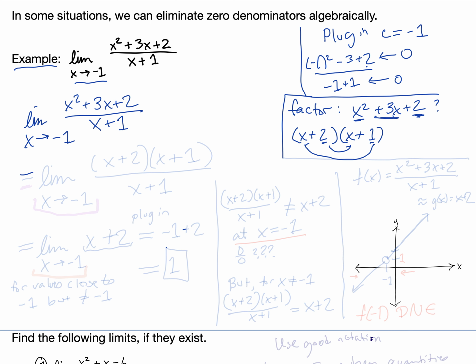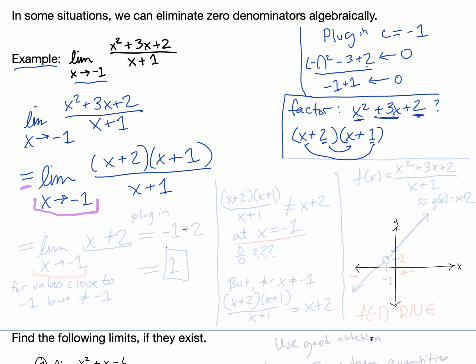And so this is equal to the limit as x approaches -1 of the factored form, x plus 2 times x plus 1, divided by x plus 1. One thing to note here: do be careful about your notation. So do keep writing equal signs if things are equal. Do keep writing the limit as x approaches -1. So this is still equal to the limit as x approaches -1 of that whole quantity.